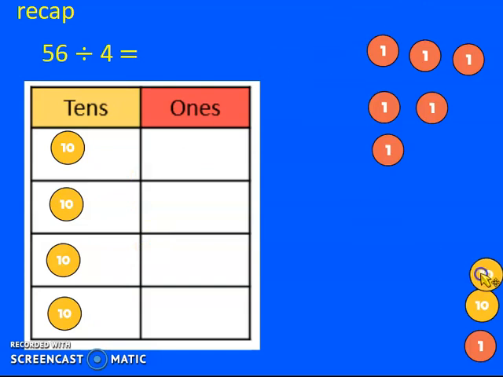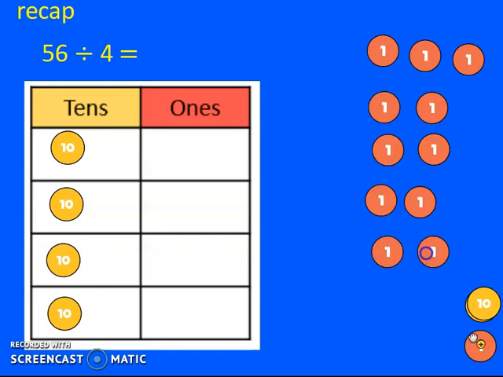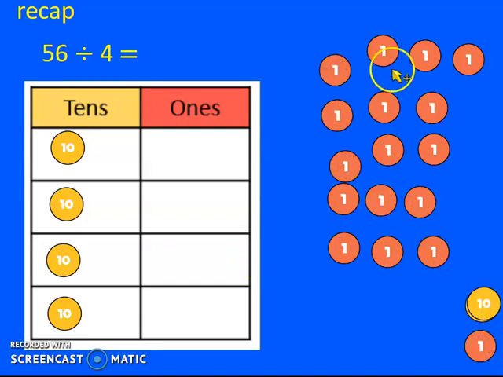So we need to exchange. So exchange a 10 for 10 ones. 1, 2, 3, 4, 5, 6, 7, 8, 9, 10. Now let's have a go at dividing these ones into each of the 4 that we have.